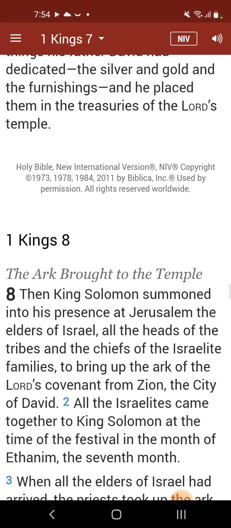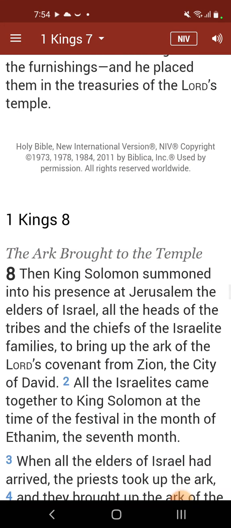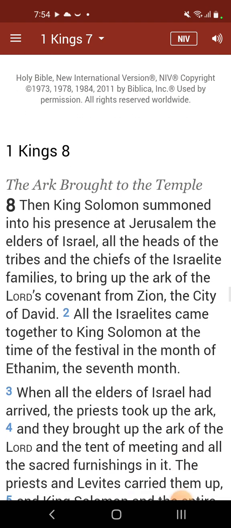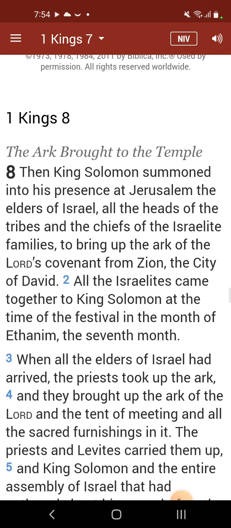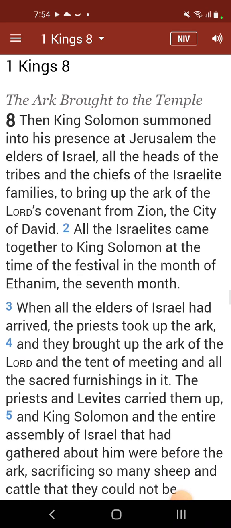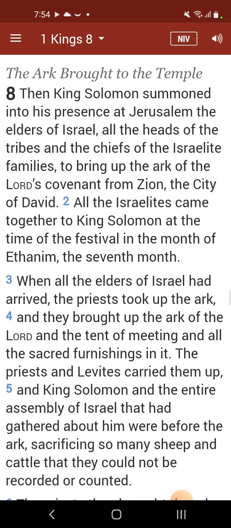Chapter 8. Then King Solomon summoned into his presence at Jerusalem the elders of Israel, all the heads of the tribes and the chiefs of the Israelite families, to bring up the ark of the Lord's covenant from Zion, the city of David. All the Israelites came together to King Solomon at the time of the festival in the month of Ethanim, the 7th month.